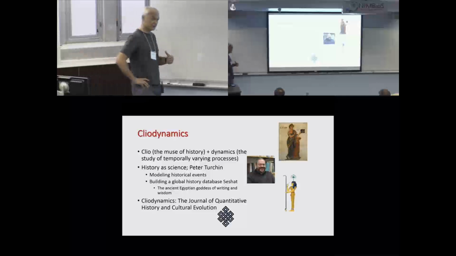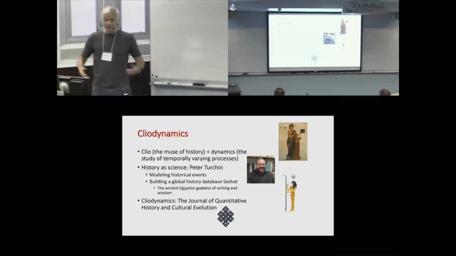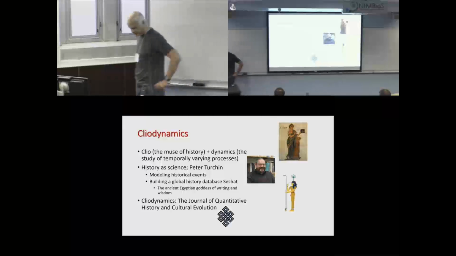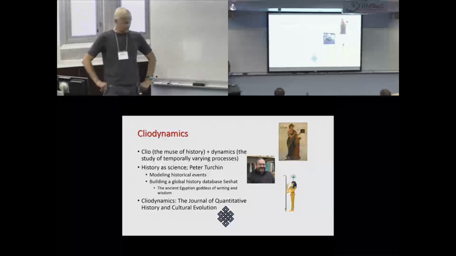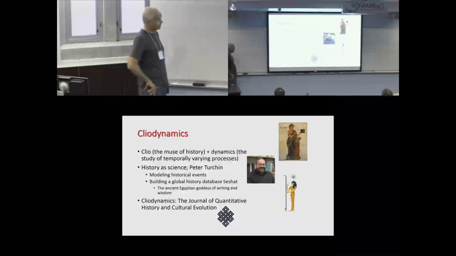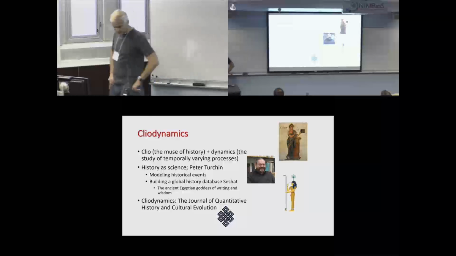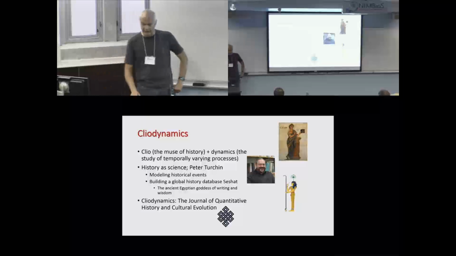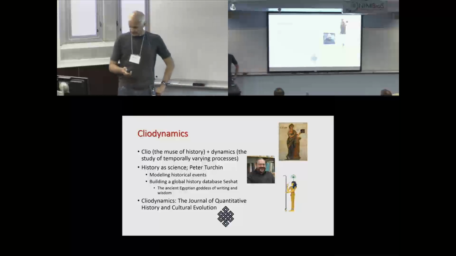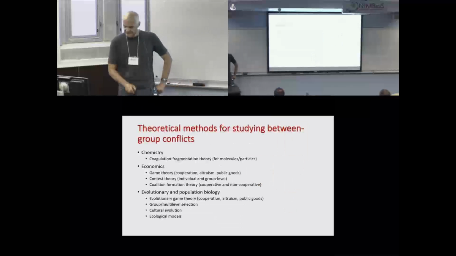But it's not just modeling, it's also building big data type approaches that would eventually allow us to test theories about historical events the same way as, say, population geneticists do about population evolution. Peter Turchin is one of the people at the forefront of the whole movement. There is a database, and there is a whole new journal, several years old, the Journal of Quantitative History and Cultural Evolution. So it's really a very exciting time for applying mathematical and quantitative methods to historical and social events.